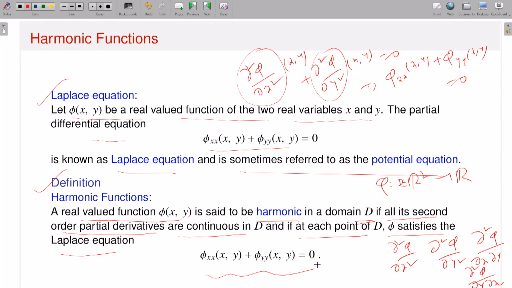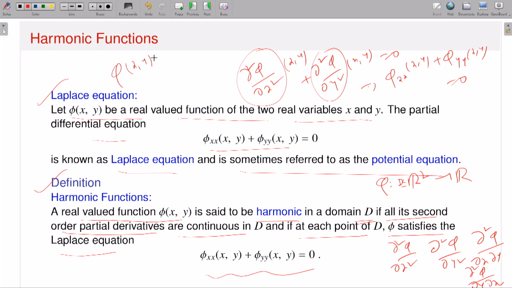So a harmonic function means it should be a function from some nice domain D subset of R to R. I'll say that my function phi is harmonic if all second order partial derivatives exist and they are continuous. Not only that, it should satisfy the Laplace equation. If a function phi satisfies all those properties in a domain D, then I will say that my function phi is a harmonic function. One simple example you can take.